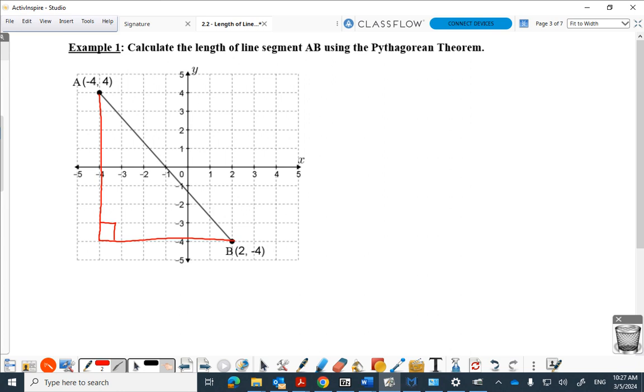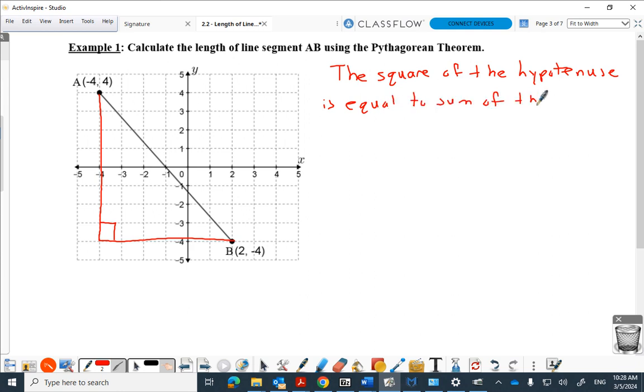What is the Pythagorean theorem? Let me write it down in its original form. The square of the hypotenuse is equal to the sum of the squares of the other 2 sides.